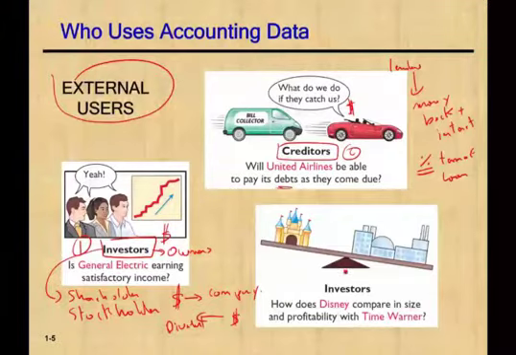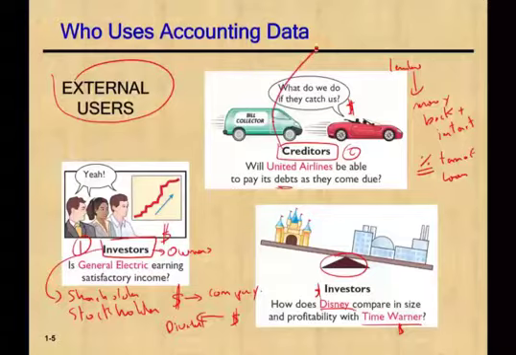Also for investors, it's going to help them compare different companies. How does Disney compare in size and profitability to Time Warner? This way they'll decide if they should invest in Disney or in Time Warner. Now, are these the only external users? Absolutely not. The IRS, the government, is an external user. The Securities and Exchange Commission, the SEC, is an external user. Any citizen is an external user.